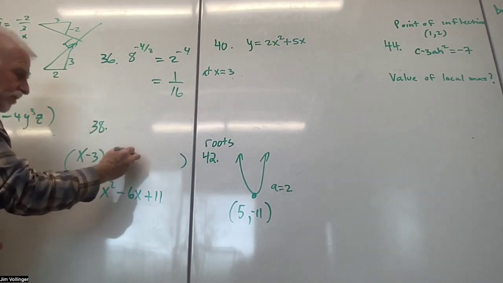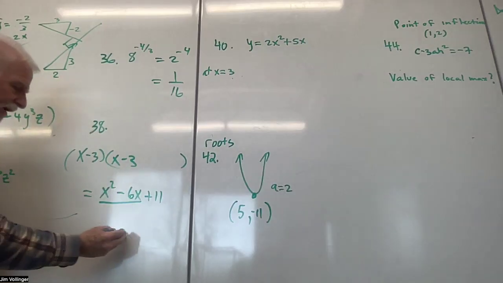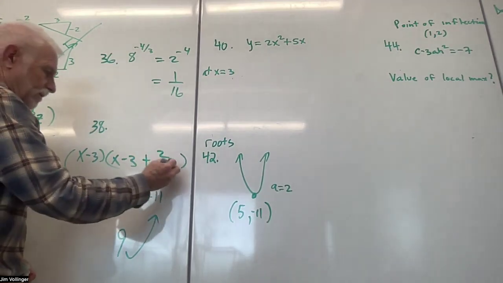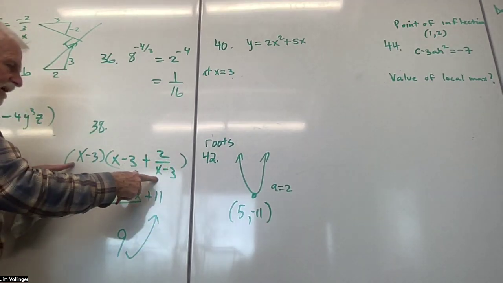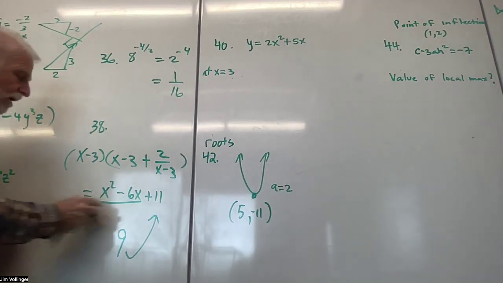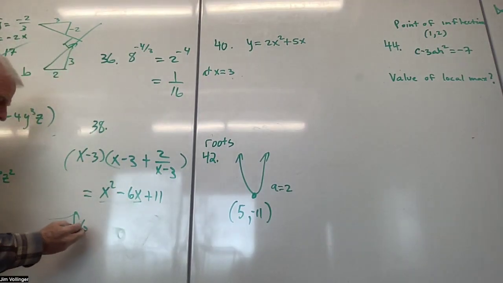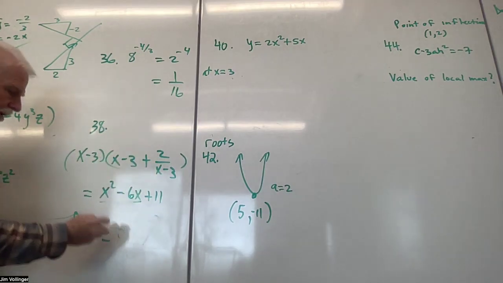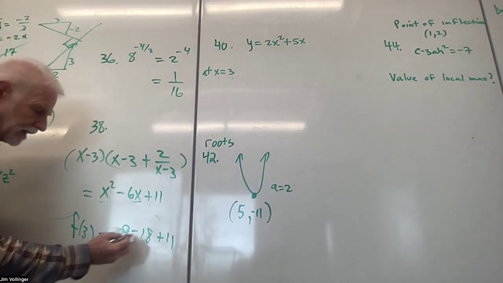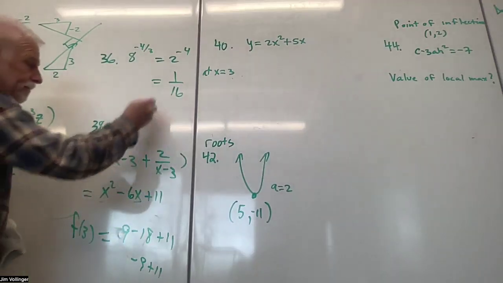I need an x minus 3 to get the first 2 terms. Minus 3 times minus 3 is positive 9. How do I get to 11? I add 2. And I hope you can see the cancellation here on the last multiplication. I hope that's all obvious to you. If you really want to make sure you're right, then f of 3 should get us the remainder of 2. 9 minus 18 plus 11. 9 minus 18 minus 9 plus 11. There's my positive 2.